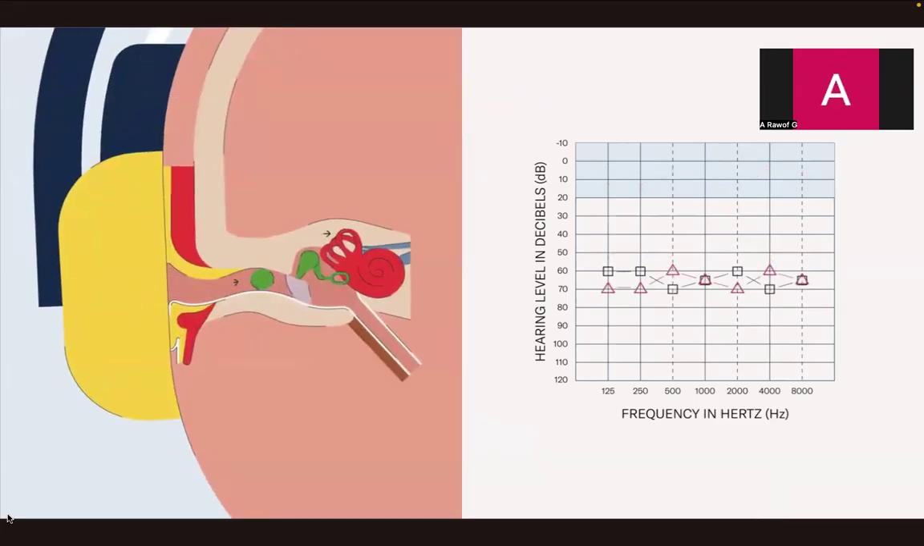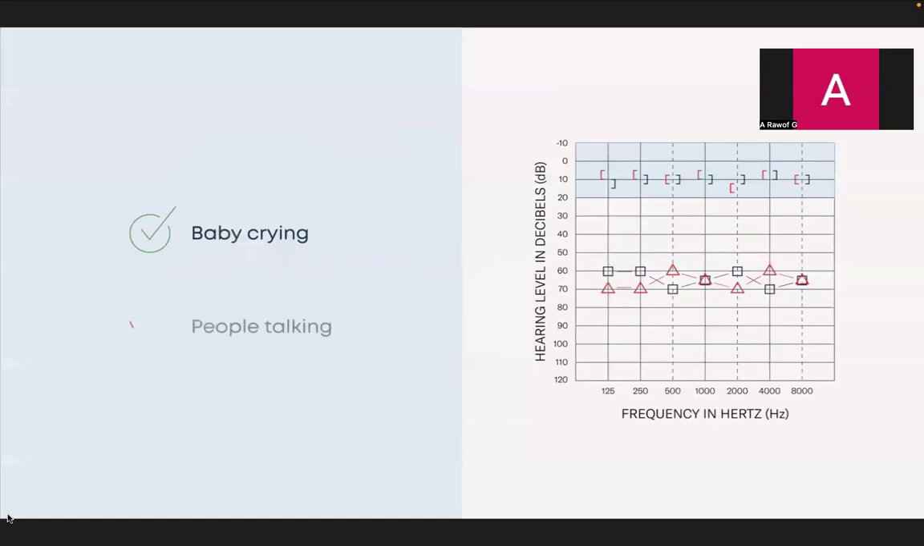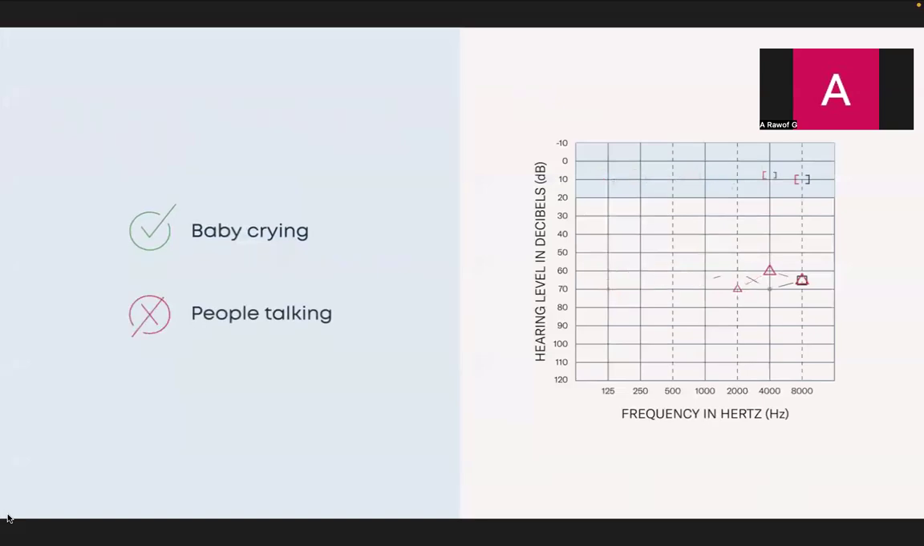When the air conduction thresholds are in the moderate hearing loss range, while the bone conduction thresholds are in the normal hearing range, the child has normal hearing at the level of the cochlea, but something's blocking the sound from getting to the healthy cochlea. A child with this audiogram may hear a baby crying, but they may not hear people talking clearly.